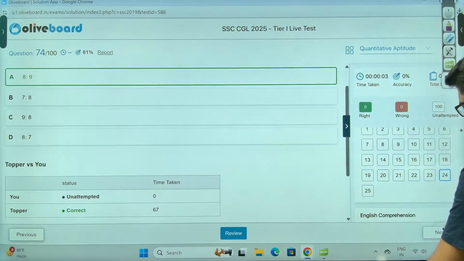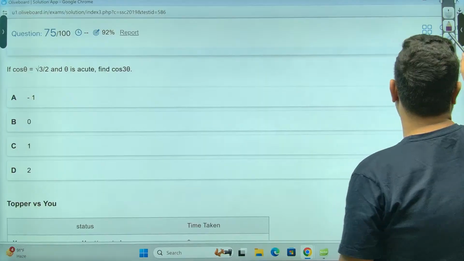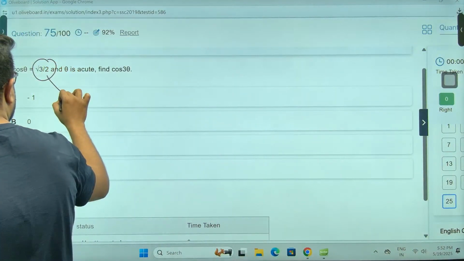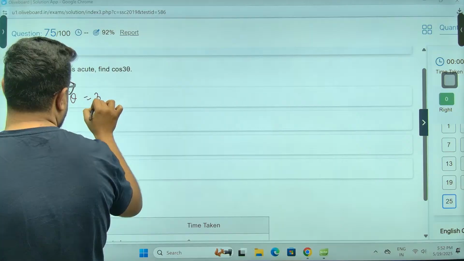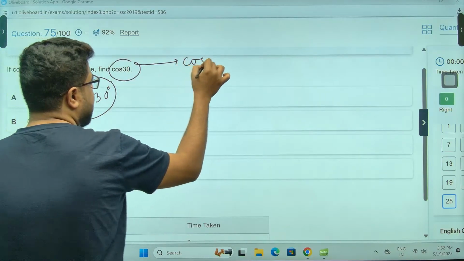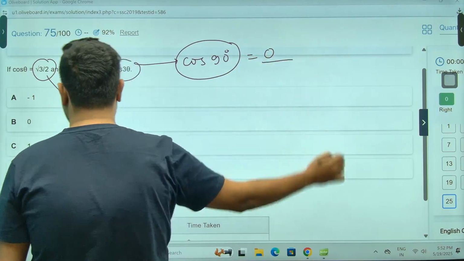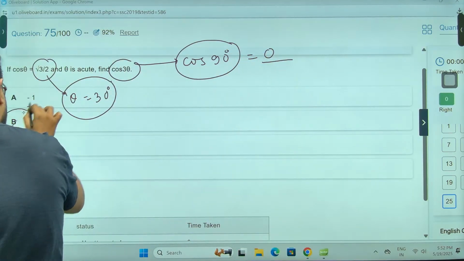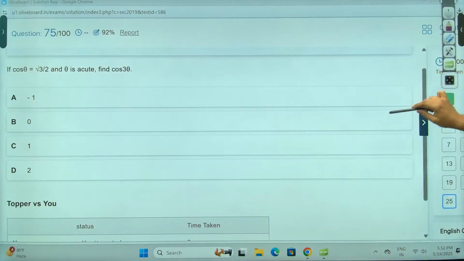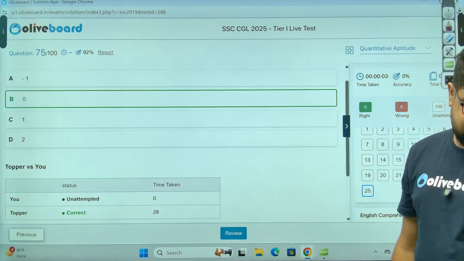Sir, last question of the day. Theta is root 3 by 2, meaning 30 degrees. So cos 3 theta means cos 90 degrees. Cos 90 degrees is always 0. Option B is the answer. You do not need pen, paper, anything for this. It was a one-second question.